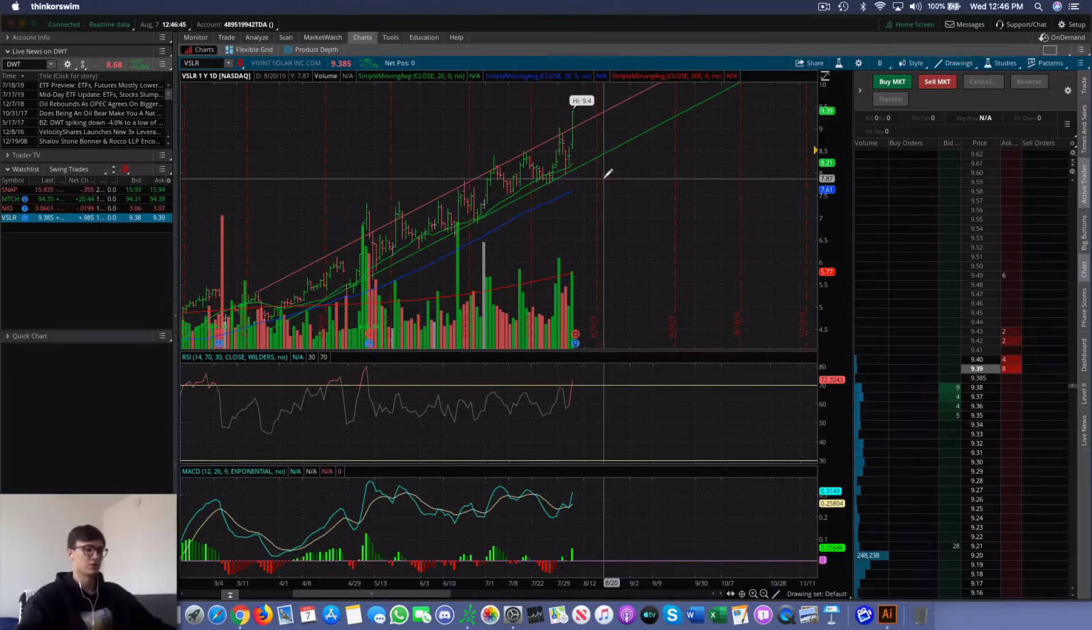You can test the strategy on the simulated account. If you have a paper trading account with whichever broker you have, you can practice it and see if it actually holds true to its support and resistance levels. But besides that, I just want to show you what my plan was to trade VSLR. It's a really good company, I believe. It's sitting at $9, so you can hold a lot of shares.